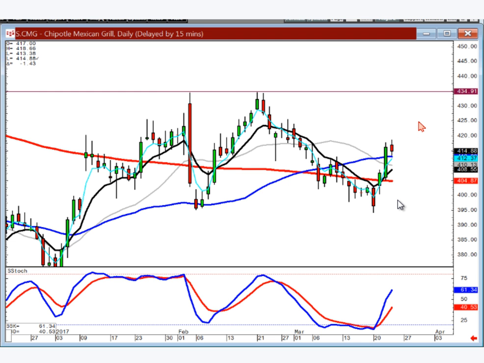I might say, all right, I'm going to buy the 425s and sell the 430s, not have very much money in it. If it doesn't move up to 430, all right, I've lost a little bit of money. If it moves past that, I've made big money.